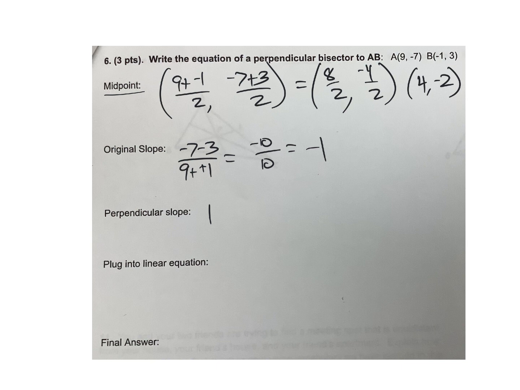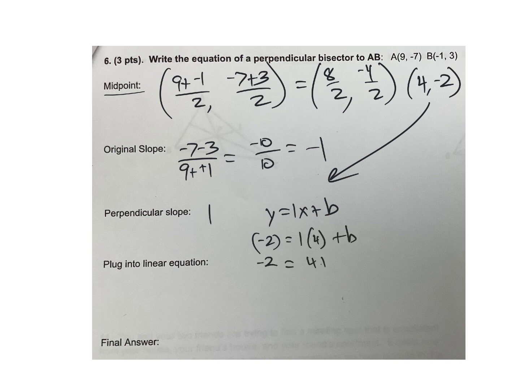Plug it into the equation. So y equals 1x plus b. X and y would be your midpoint. Negative 2 is y. X is 4. So we get negative 2 equals 4 plus b. Subtract the 4. Negative 6 is b. Now the final answer is y equals 1x plus b, negative 6.